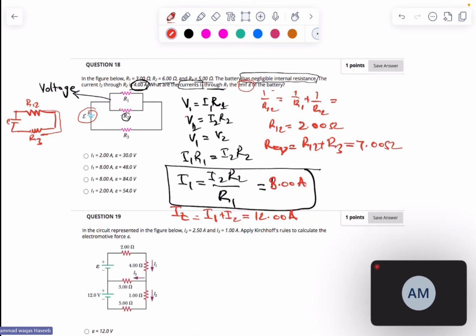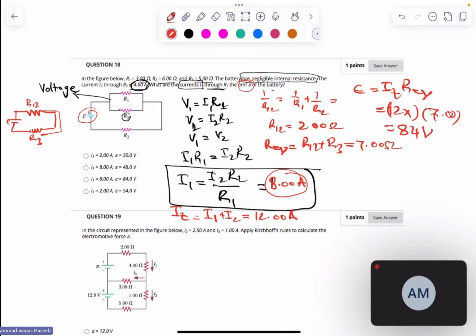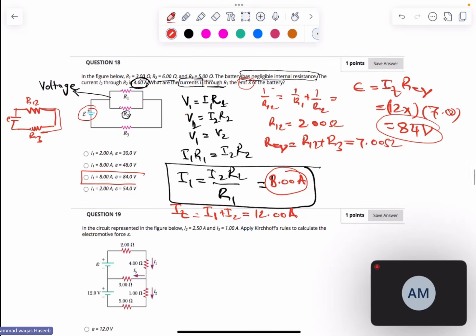So how do we get the potential with the total resistance? You will get the EMF by Ohm's law: the total current is 12 and the total resistance is 7 ohm. We will get 84 volt. So the current in the resistance I1 you calculated as 8 ampere, and the voltage across the battery EMF is 84 volt. So this is the correct option.